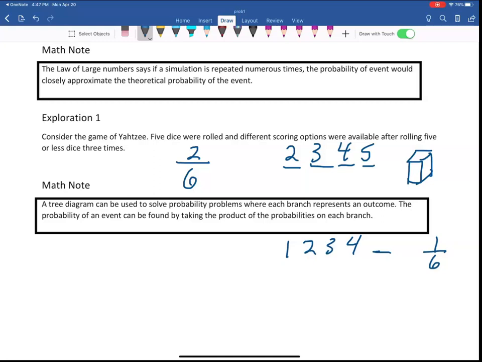But what we want to do is take a look at different situations with the game and other probability problems where they're just a tad bit more complicated. How do we figure out what the probabilities are? So one of the things that we use for that in math is called a tree diagram. And a tree diagram can be used to solve probability problems where each branch represents an outcome. And the probability of the event can be found by taking the product, so we're multiplying the probabilities on each branch. All right, so let me just kind of show you a little bit about how that works.